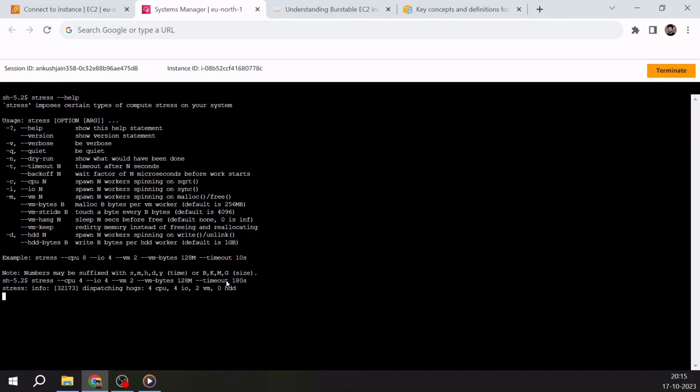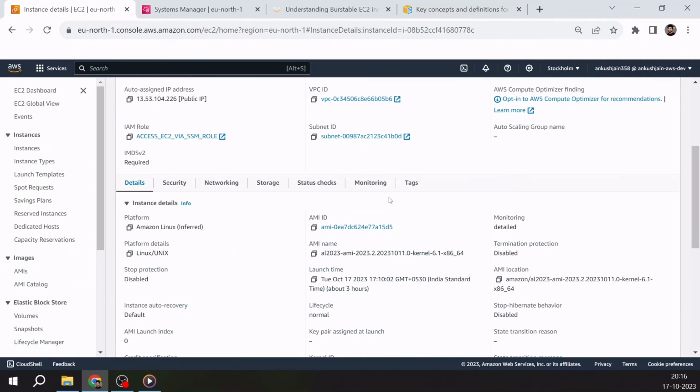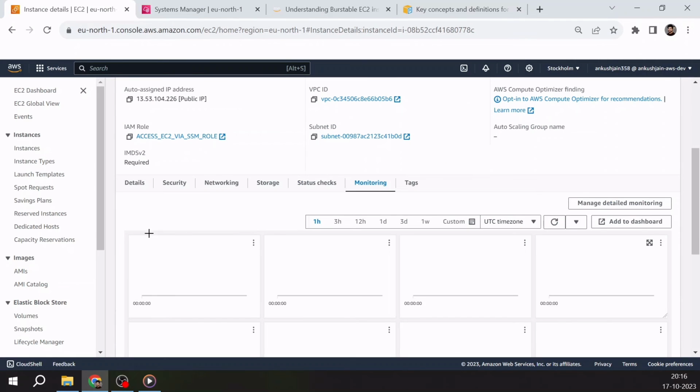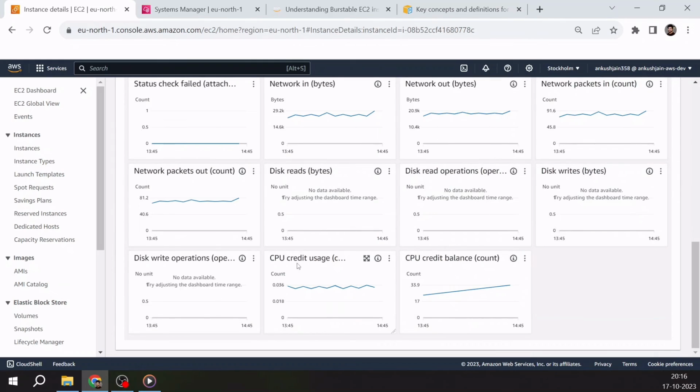So I'm pausing my video and will be back after 3 minutes, and then we will analyze these monitoring metrics. We'll see CPU utilization, how much credit has been used, how much credit balance is left, and how these things actually work. Okay, so I'm pausing my video.